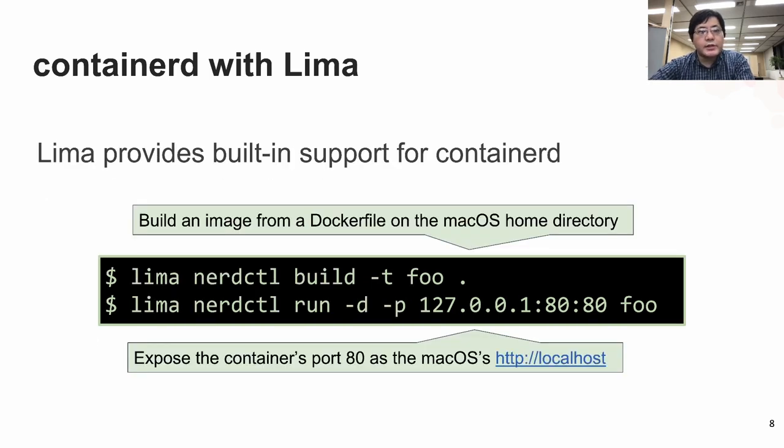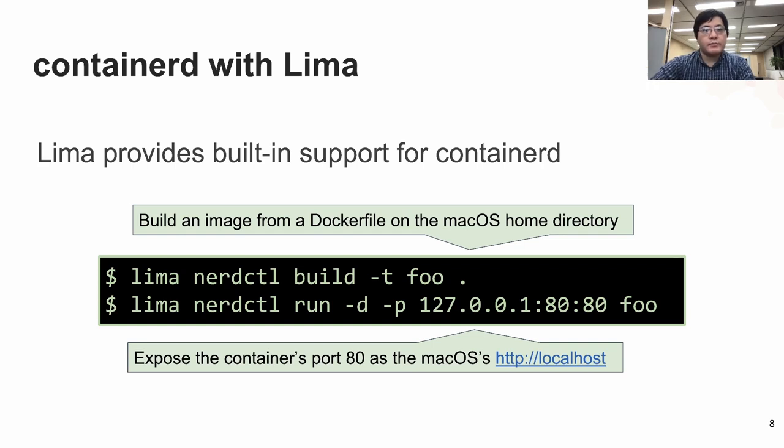You can't run containerd and nerdctl directly on macOS, but Lima provides built-in support for running containerd and nerdctl on macOS using a Linux VM. You can just use lima nerdctl build to build an image from a Dockerfile that is located in the macOS home directory. And you can use lima nerdctl run to run a container. And you can access the container port just as http://localhost from a web browser running on macOS.